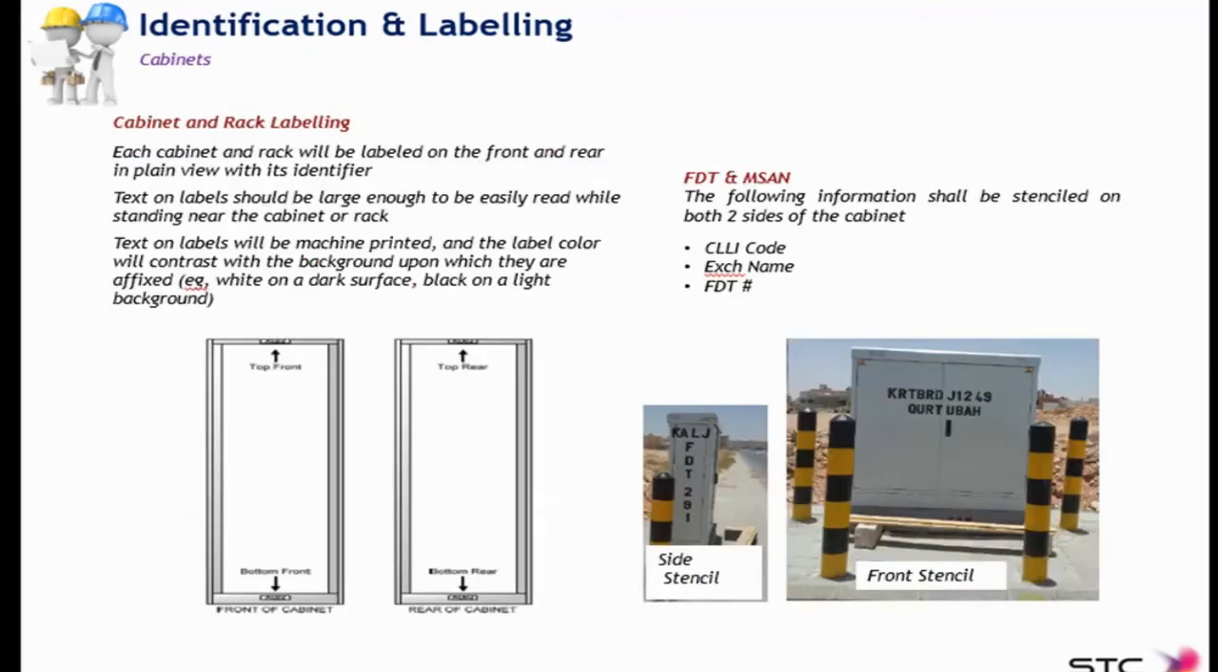For cabinets and rack labeling, each cabinet and rack has to be labeled at the top, front and rear, at the bottom, front and rear, with its own identifier. The labels have to be large enough to be easily readable and machine printed. The label characters have to be in contrast with the background.